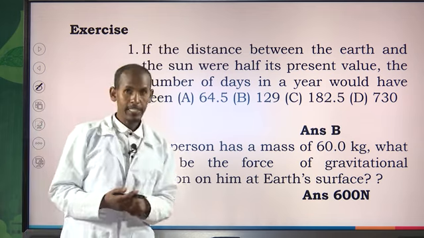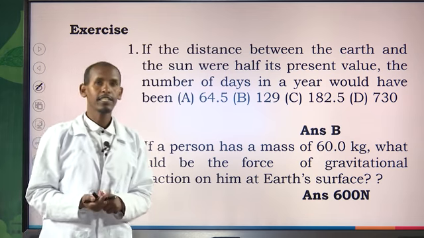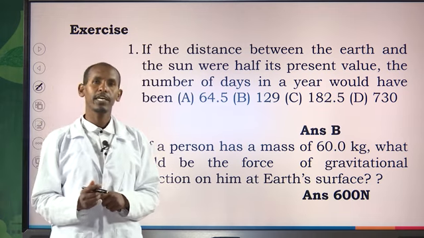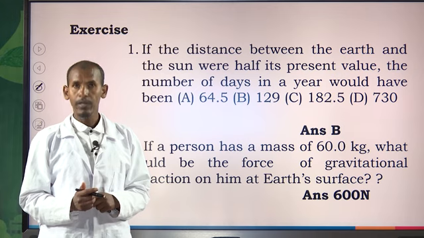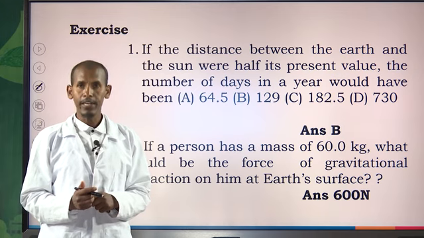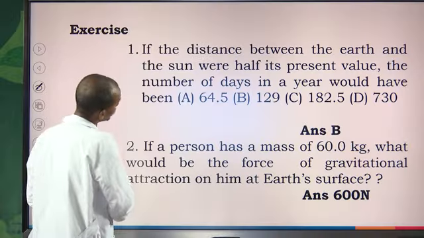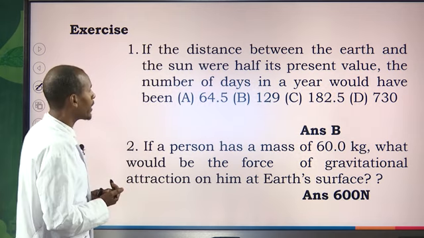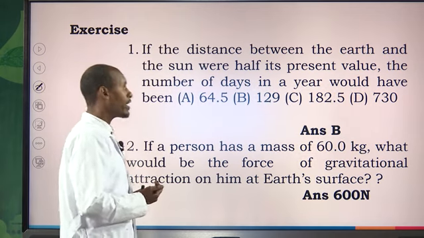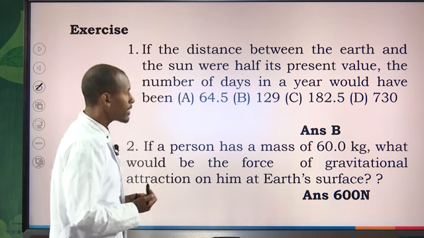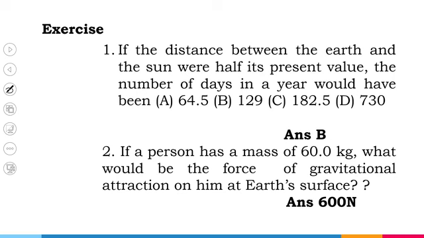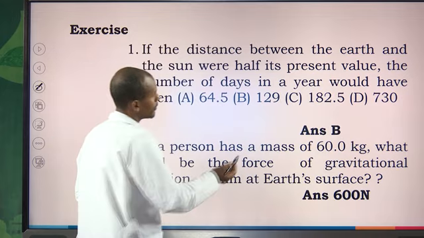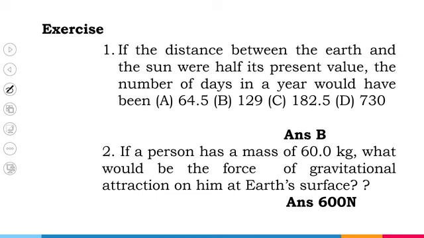So students, this is the exercise for you. The first exercise is: if the distance between the earth and the sun were half its present value, the number of days in a year would have been A, 64.5, B, 129, C, 182.5, D, 730 days. So if the distance between the earth and the sun is half, the number of days would be 129.